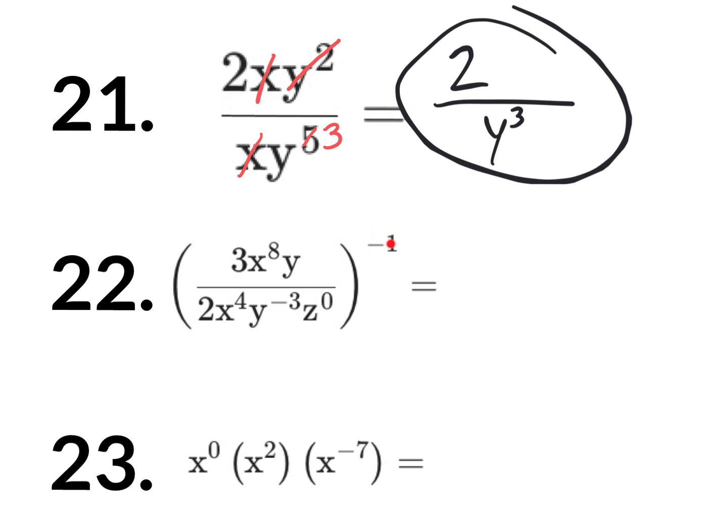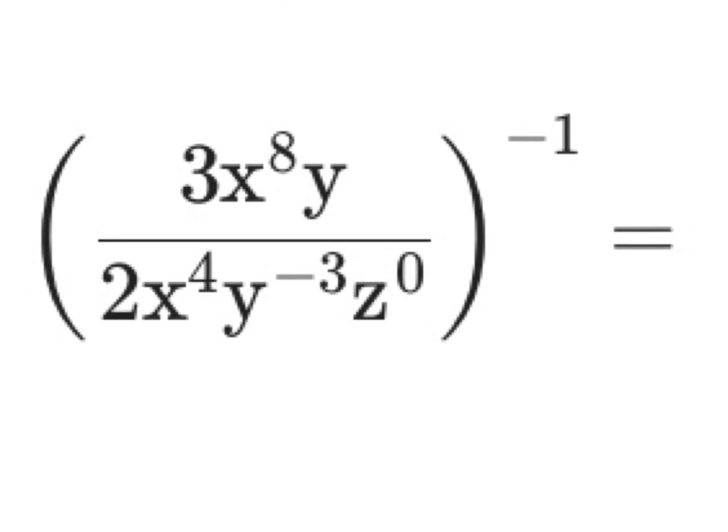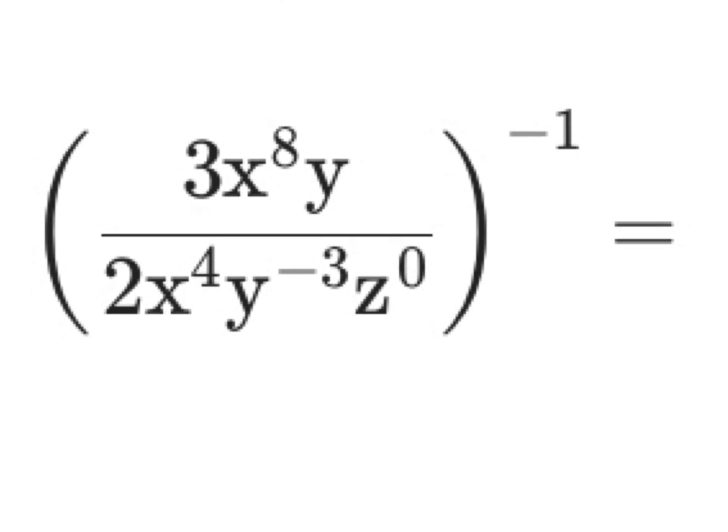If you wanted to take the negative 1 and distribute it to the 3, to the 8, to the y, to the 2, to the 4, to the 3, to the 0, you could do that if you want. But I recommend zooming in and working just on the inside of the parenthesis first. Make it smaller, that way it's easier to do when you distribute that negative 1 later.